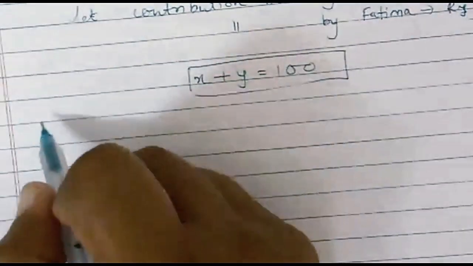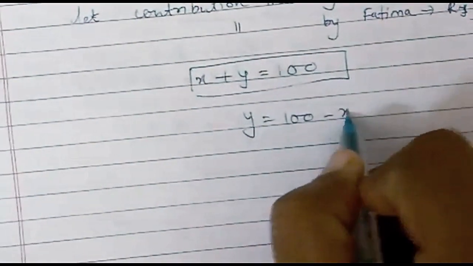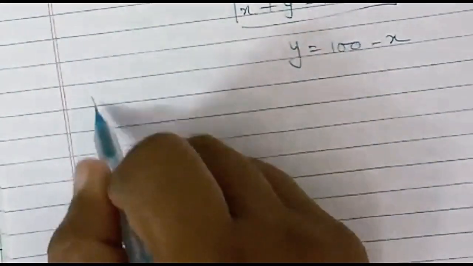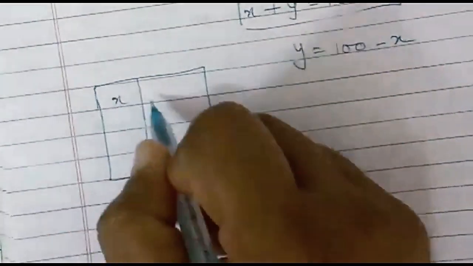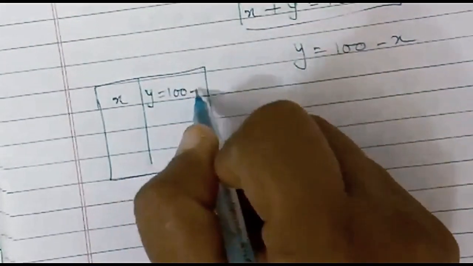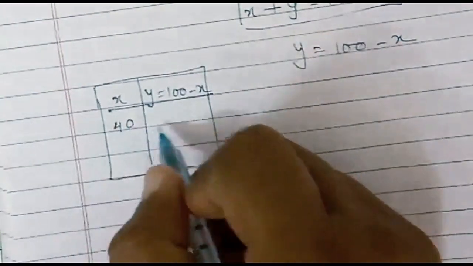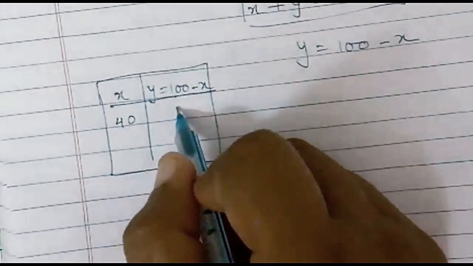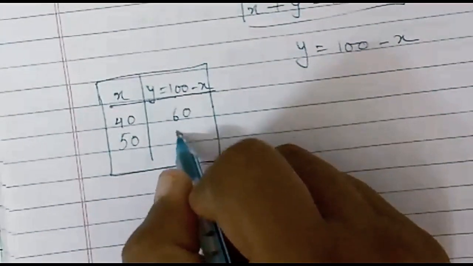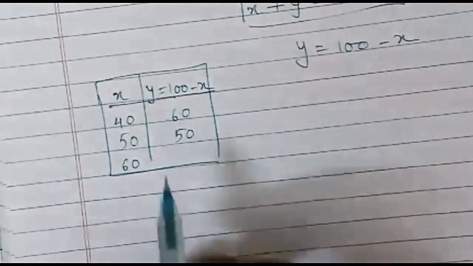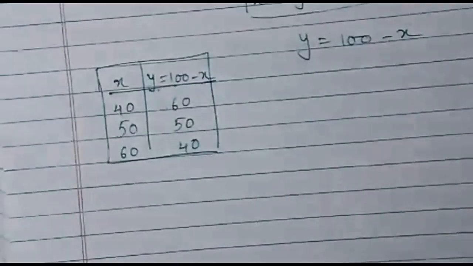Now we need to draw the graph for it. It is so simple. You can write y is equal to 100 minus x. Okay, so first of all we shall draw the table, solution table: x and y is equal to 100 minus x. You can take bigger values of x. For example, if I take x is 40, so 100 minus 40 will be 60. If I take x to be 50, 100 minus 50 will be 50. If I take this to be 60, so 100 minus 60 will be 40. 3 values are enough, and if you want you can take more also.